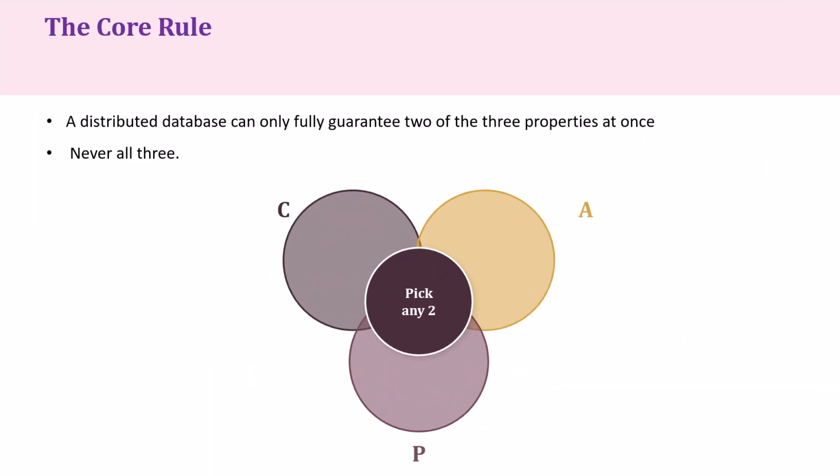Here is the central idea. A distributed database can only fully guarantee two of these three properties at the same time, never all three at once. Whenever a network partition happens, the system has to choose: stay consistent or stay available. Understanding that trade-off is the whole point of this lecture.